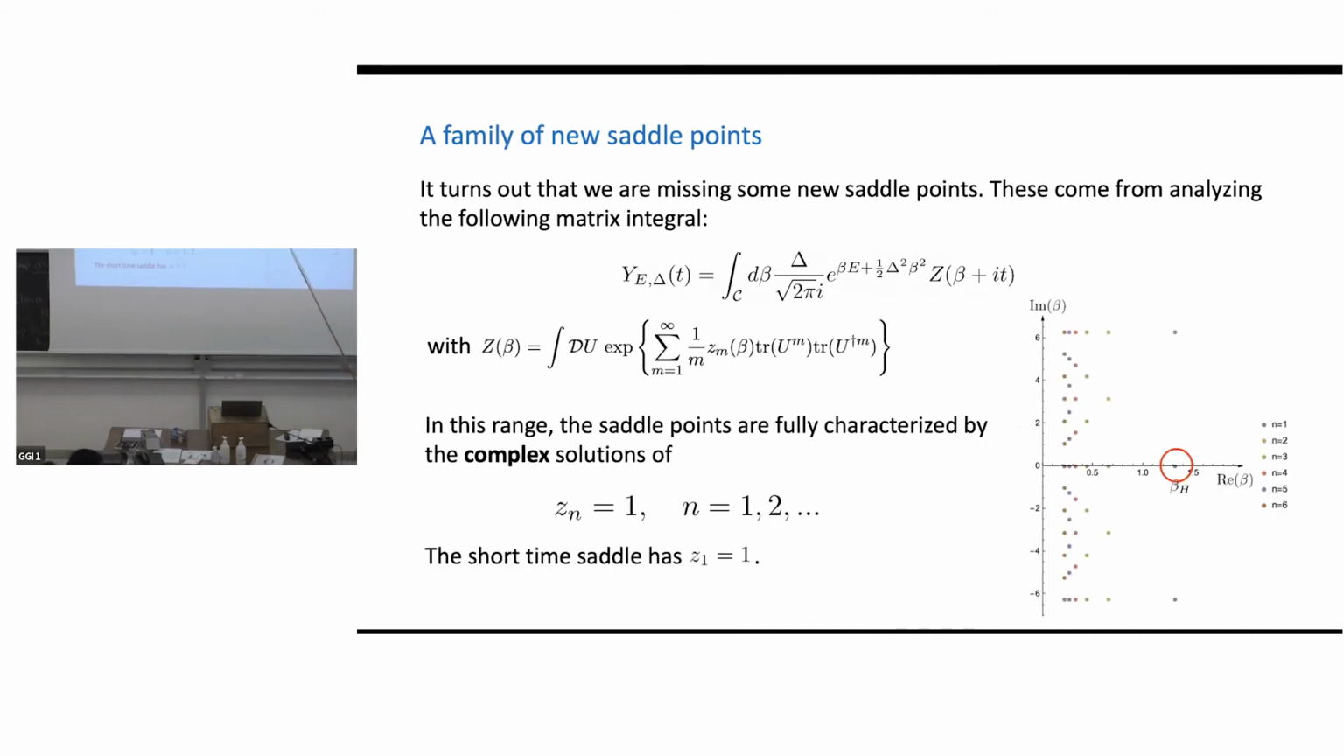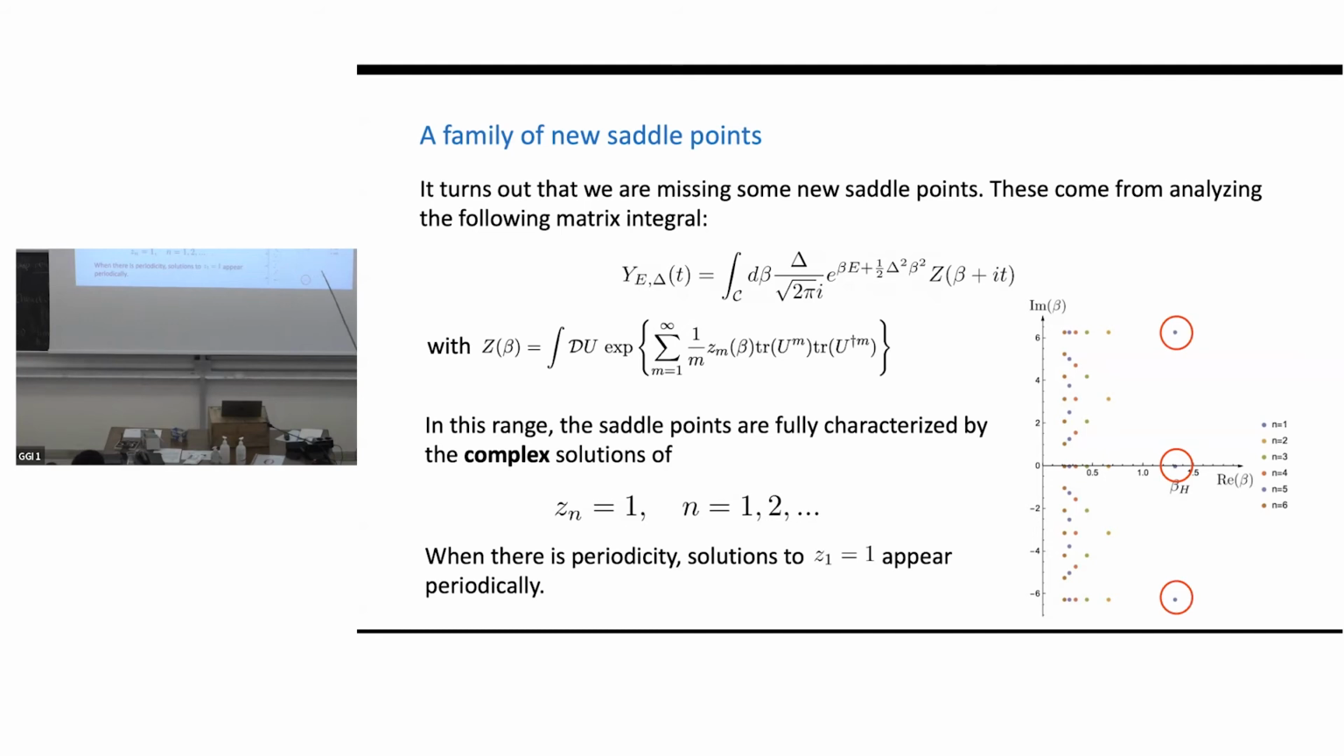So the answer from the matrix model is very simple in this case. Now, let me just briefly tell you the conclusion of the analysis. So in this range, namely the intermediate range of energy, the saddle points to this problem are fully characterized by the complex solutions of the following equations. So you have a set of equations which is Z1 equals 1, Z2 equals 1, etc. So on the complex plane, you have many solutions to this set of equations. For example, the solutions of Z1 equals 1 are these points that I draw here. And in principle, you also have many solutions of Z2 equals 1, etc. Okay? And the short time saddle that I mentioned earlier is a solution to the equation Z1 equals 1, namely the point that I circled in red here.